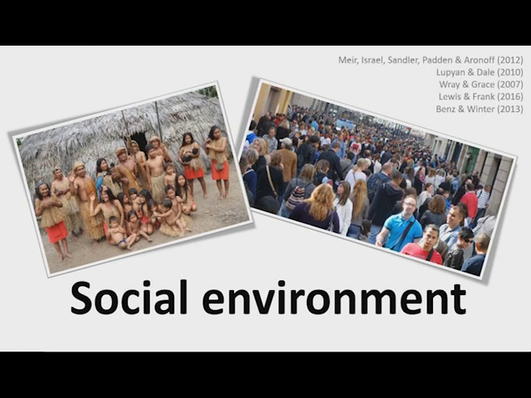This fact is often ignored when we study languages, but I think it's really crucial in understanding why languages look the way they look, because the social environment can actually explain some of the patterns of linguistic diversity that we see around the world. For example, there have been a few cross-linguistic studies that looked at thousands of languages around the world, and they find an interesting difference between languages spoken by big communities and languages spoken by small communities.